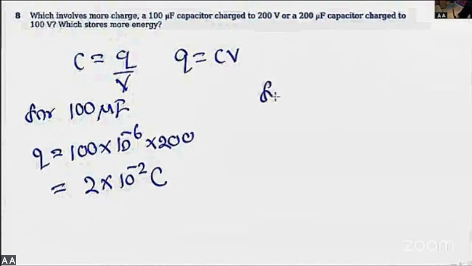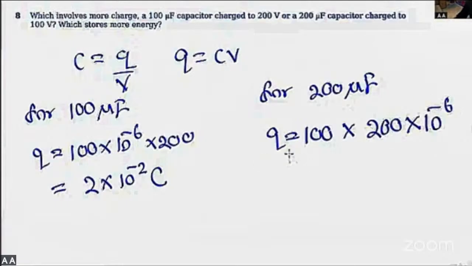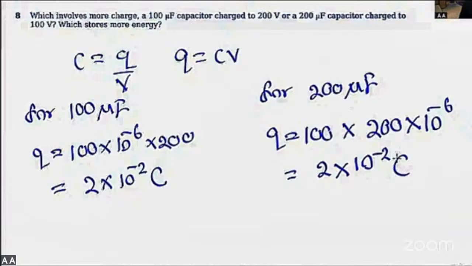coulomb. Okay, then for the 200 microfarad capacitor, Q equals C into V, 100 volt into 200 into 10 to the minus 6. Then it is equal to 2 into 10 to the power minus 2. Both charges are equal.